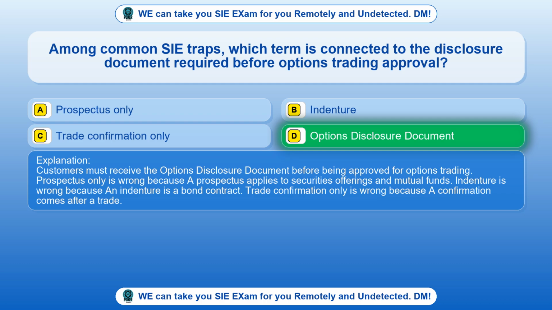Customers must receive the options disclosure document before being approved for options trading. Prospectus only is wrong because a prospectus applies to securities offerings and mutual funds. Indenture is wrong because an indenture is a bond contract. Trade confirmation only is wrong because a confirmation comes after a trade.